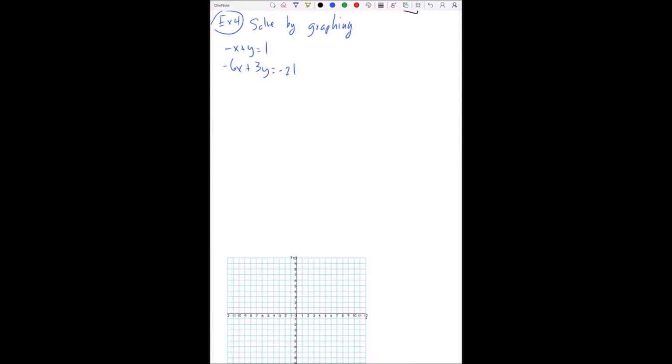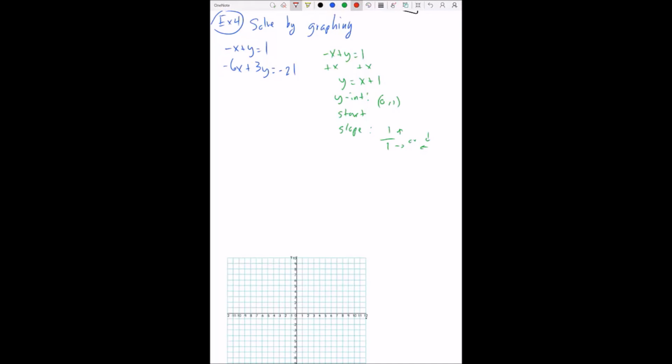All right, so moving on to the next example, example 4. You notice that they're not in slope-intercept form, so what we need to do is solve for y in both equations. So we have negative x plus y equals 1. All we have to do is just add x over to get y equals x plus 1. So from there, we can go ahead and identify our y-intercept, or our start, which is 0, 1. And then we can identify our slope, which is 1. So we have 1 over 1, so we can go up and right, or down and left.